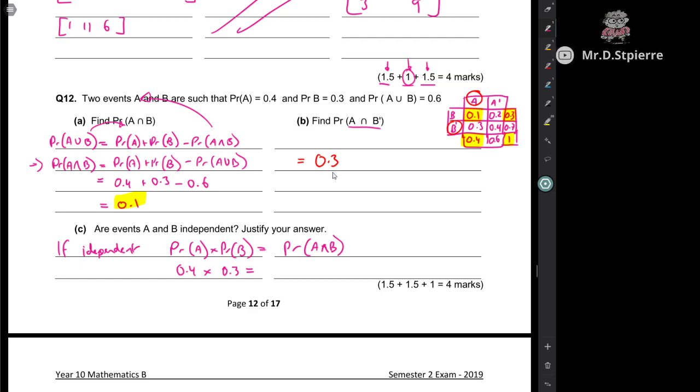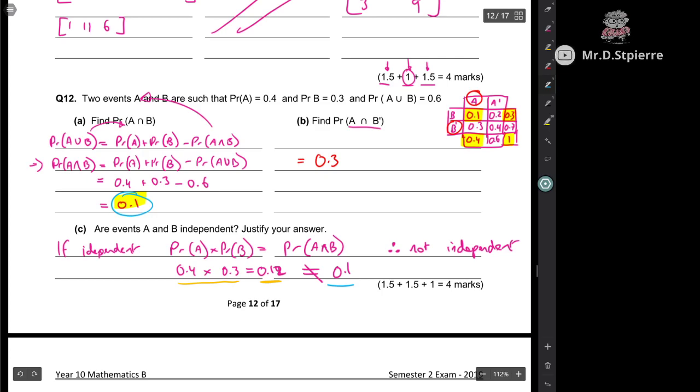Which is equal to 0.12, which does not equal 0.1 from part A. Therefore, they are not independent because that rule hasn't held true. When we multiplied these two together, we got that, which does not equal this, which we found over here. So they are not independent.